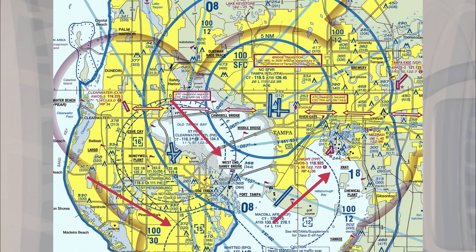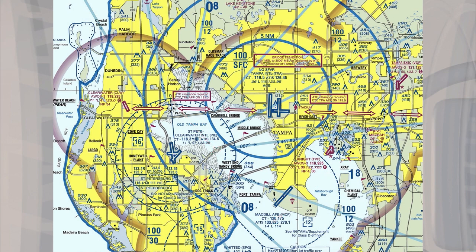The 16 over at St. Pete Clearwater International says it can go up to and includes 1,600 feet. The one at Albert Whitted says it goes up to and includes 1,500 feet, but the one at MacDill up to but not including the 1,200th foot. All right, so let's get that out of there.